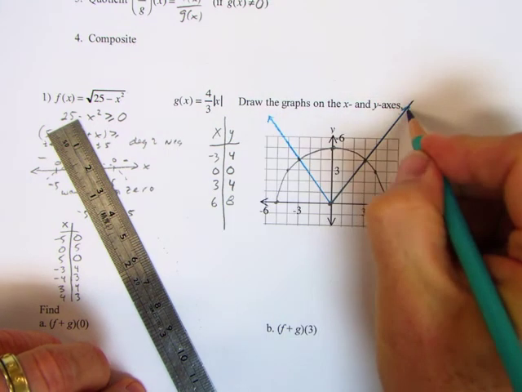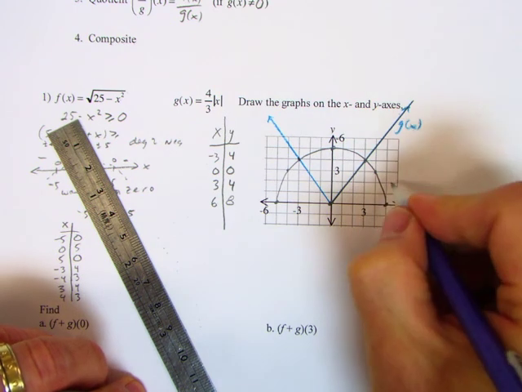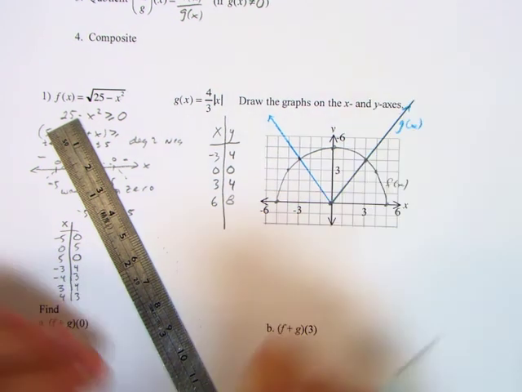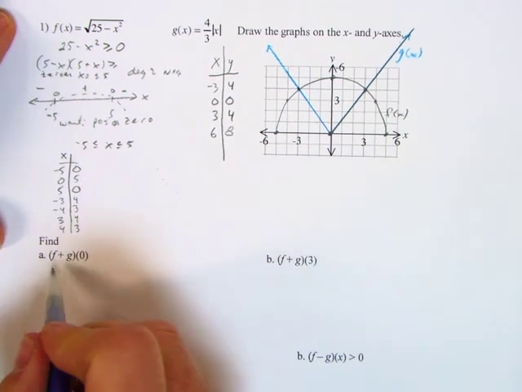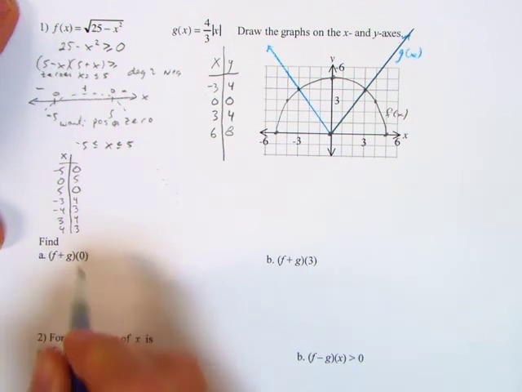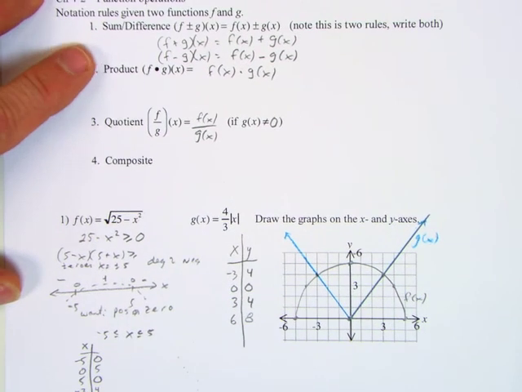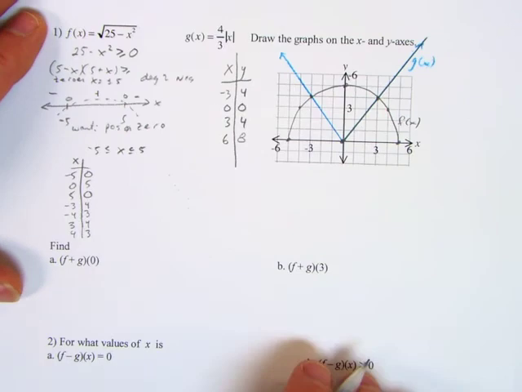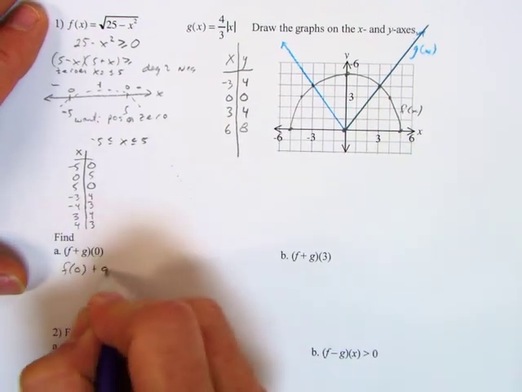So this one is g of x, and the semicircle is f of x. So we have our graph. Now let's answer these questions. First of all, what does this mean? Does this say f plus g times 0? No, we're going back to our function notation, and what that's dealing with is this first sum rule. So it means f of 0 plus g of 0.